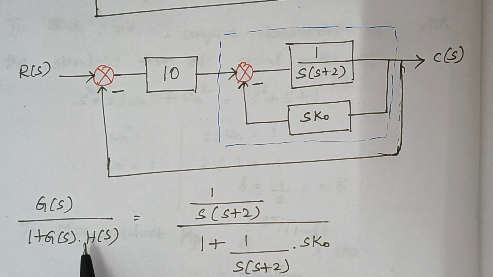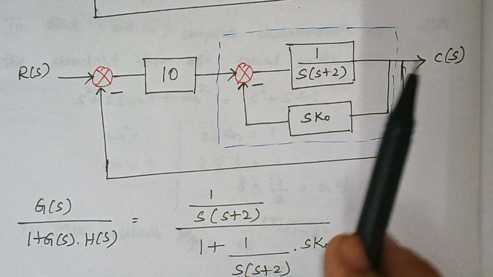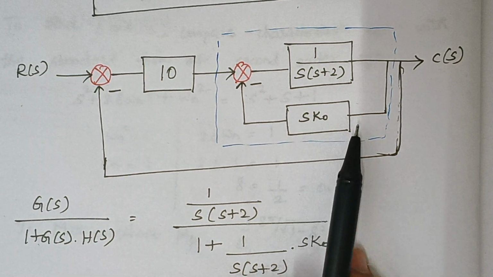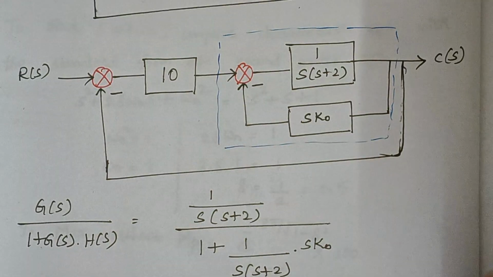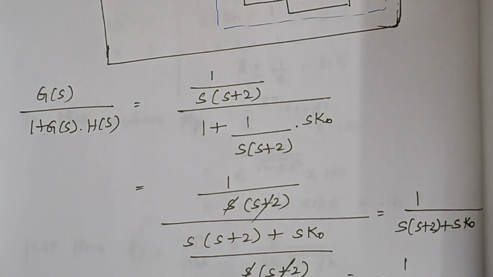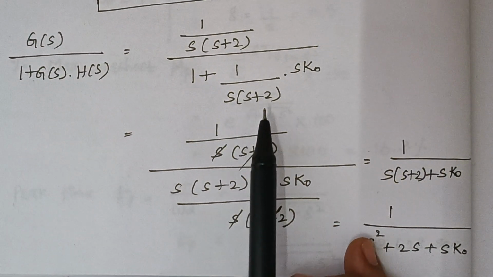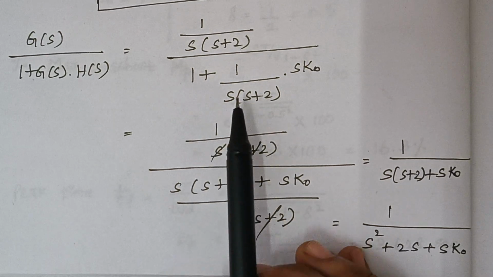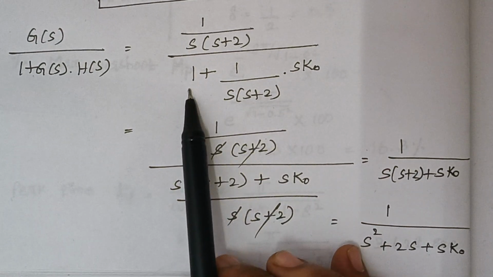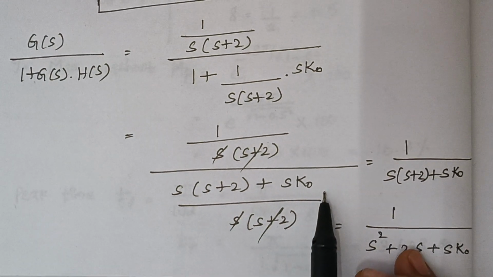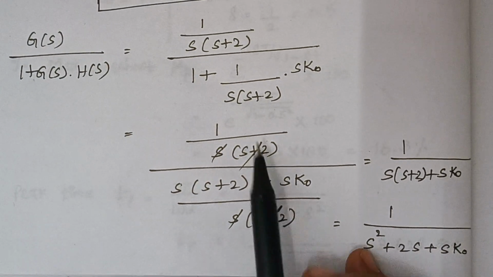So just substitute the values in this formula. In the place of G(s), 1 by s into (s plus 2), and in the place of H(s), we have s into k naught. When you substitute the values, the next step is we have to take LCM. So you have to multiply this s into (s plus 2) with this 1 here. So s into (s plus 2) plus s into k naught, and the entire terms get divided by s into (s plus 2).